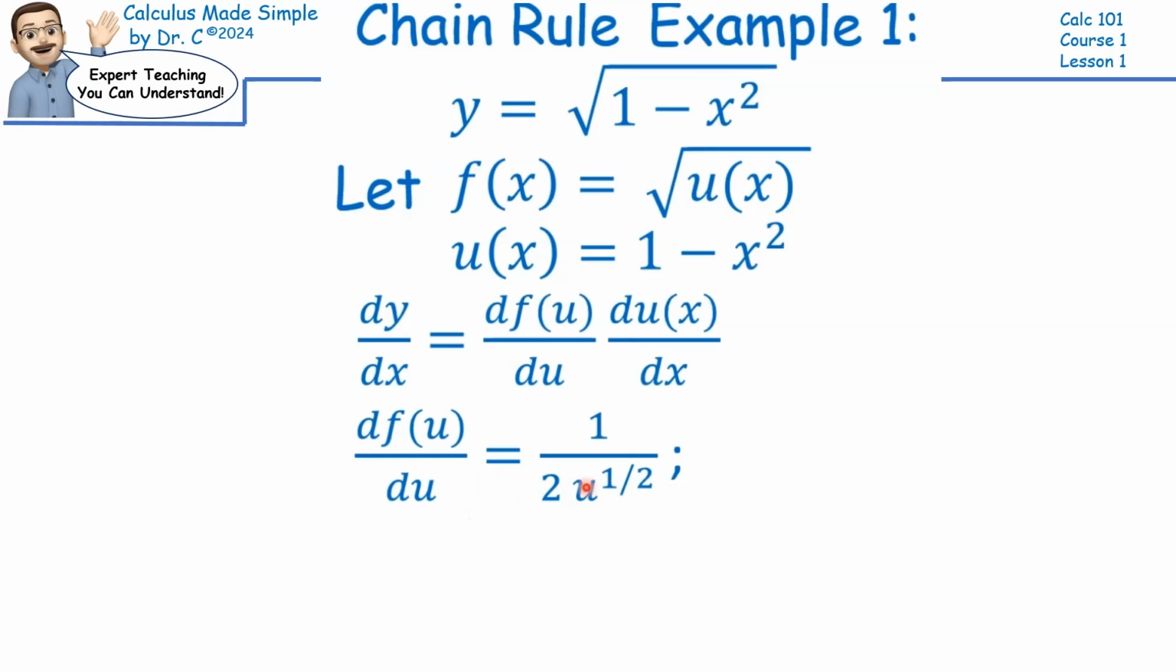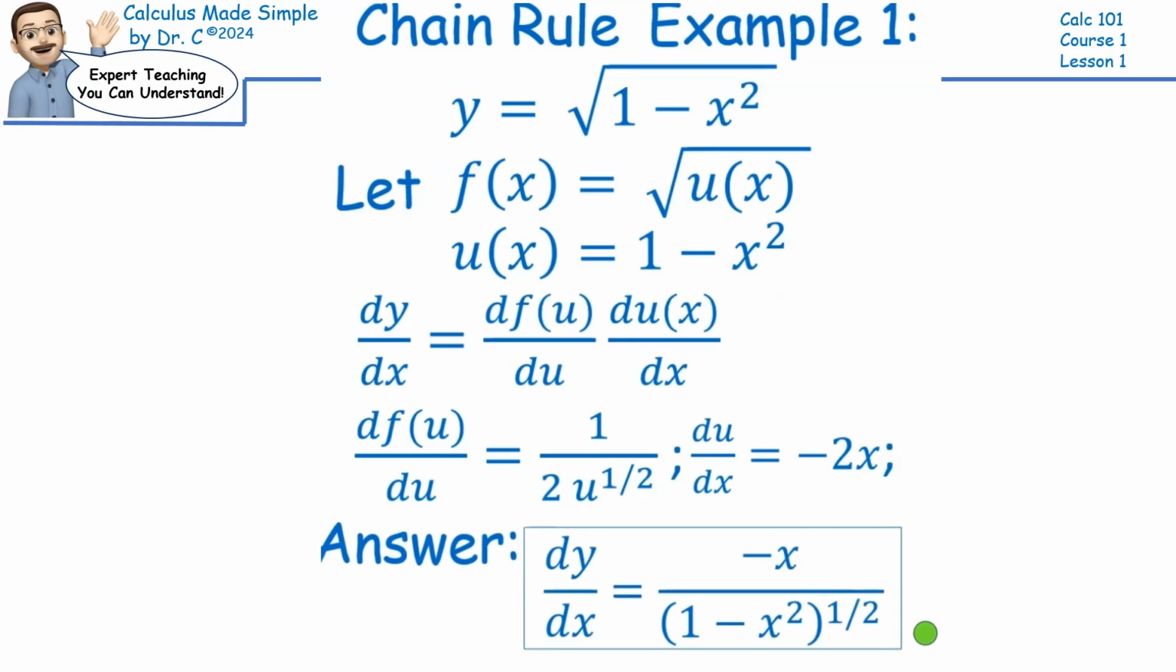Compute each term. df du is 1 over 2u to the 1/2 power. You can verify that. Du dx is equal to minus 2x. You can see that. Put it all together, and you got the answer.